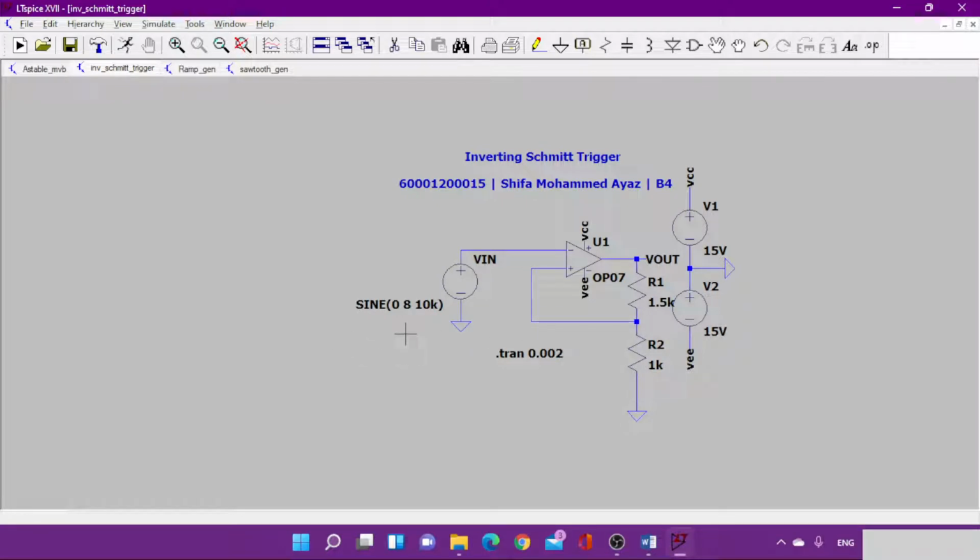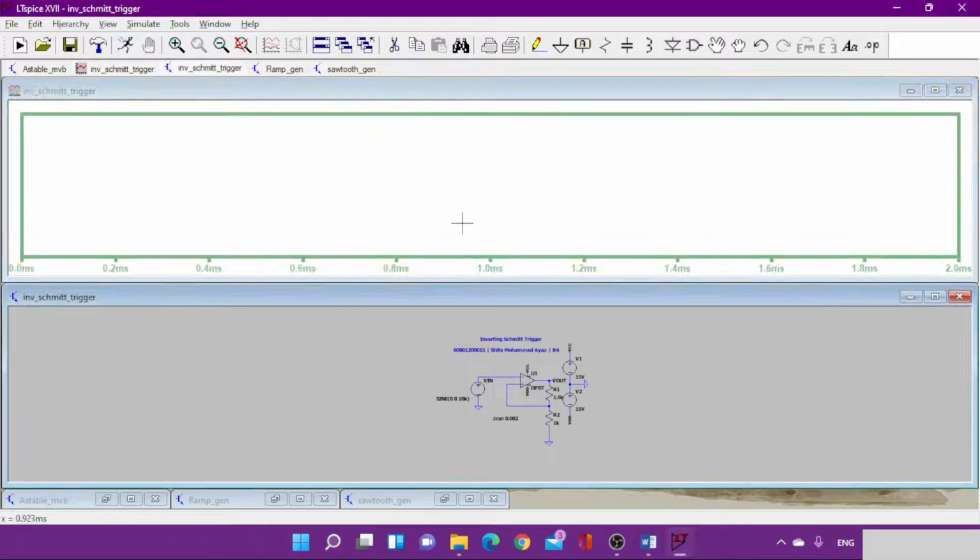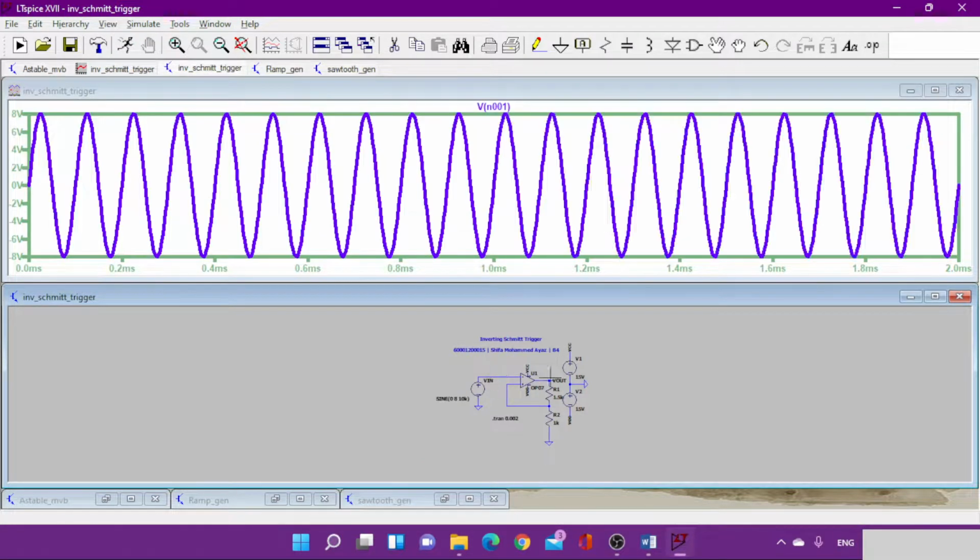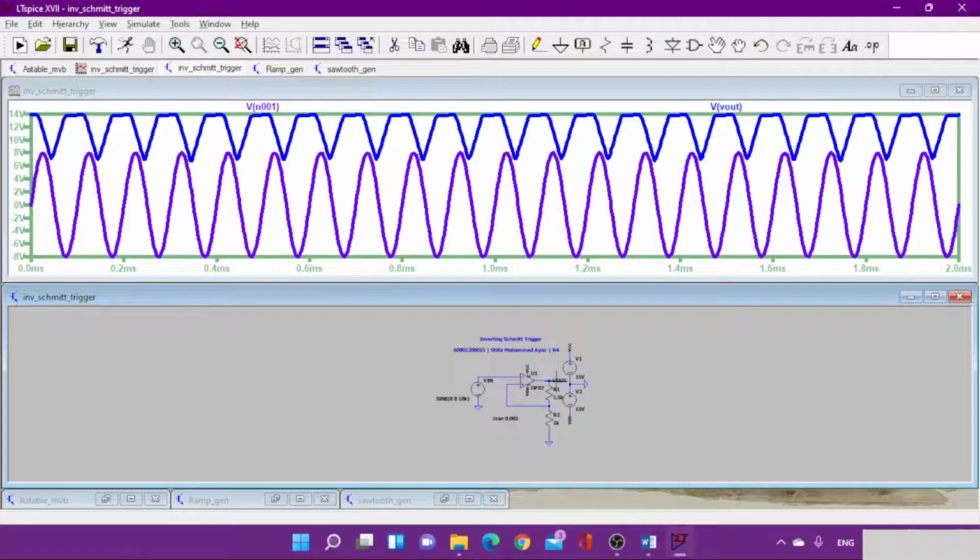Here I've considered an input sine wave of 8 volts, and 10 kilohertz is my frequency, and this is the stop time for it. So let's run the circuit and check the output. Let's plot the Vin and Vout. So at greater frequencies we will see clipping at the output waveform, which is being observed over here. So for 10k I'm getting this sort of an output.